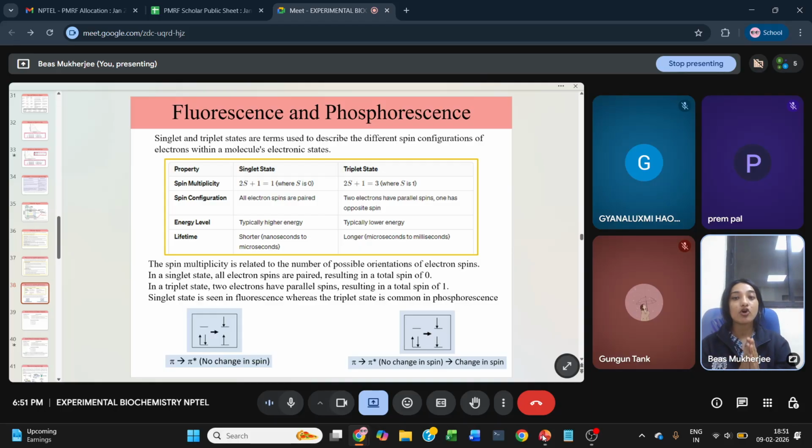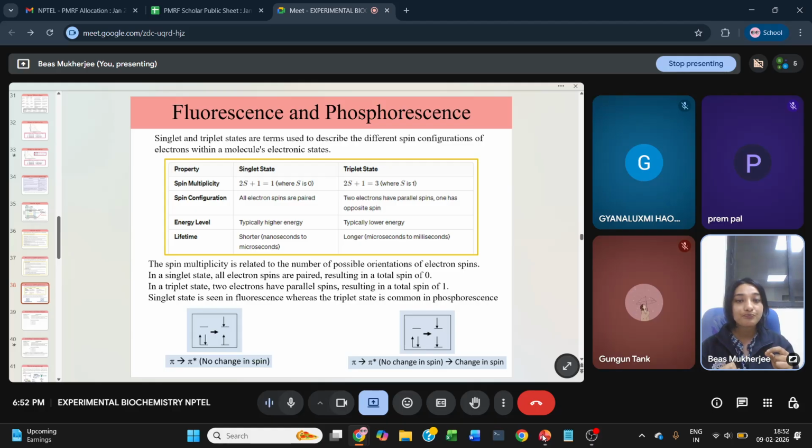In a singlet state, all electron spins are paired. That means resulting in zero total spin. So if one is like this, the other one is like that. So the net spin, total spin, would be zero, right? For example, if there is a transition from pi to pi star, pi is the bonding electron orbital and this is the anti-bonding, right? So there is no change in spin. Initially it was like this and one of them is going to the higher one. The higher electron orbital, higher energy state, would be like this, right? So there is no change in spin.